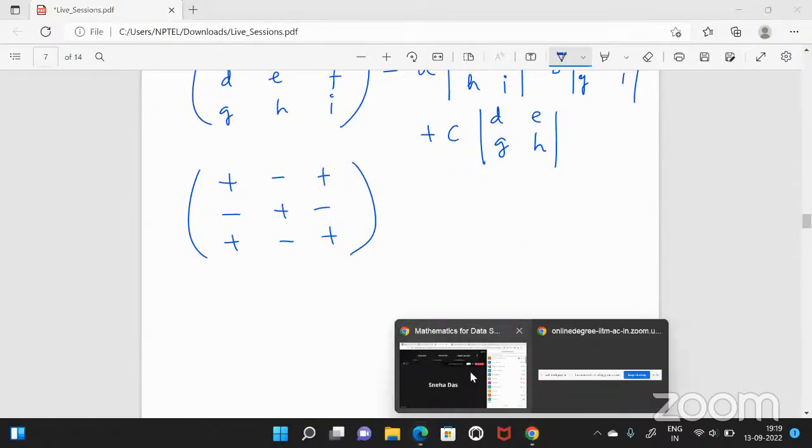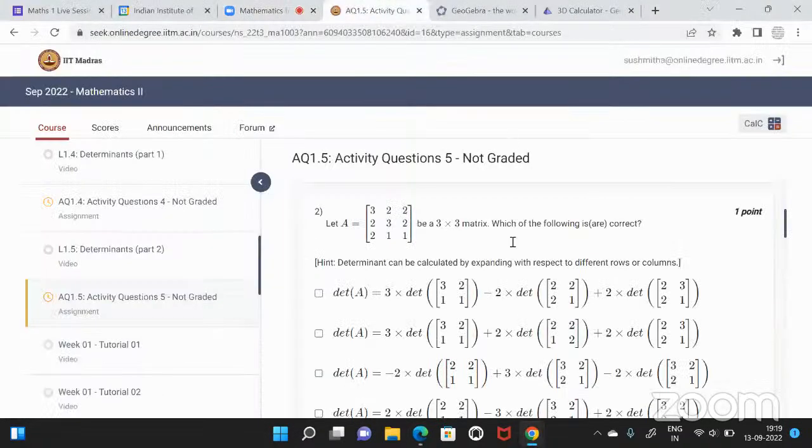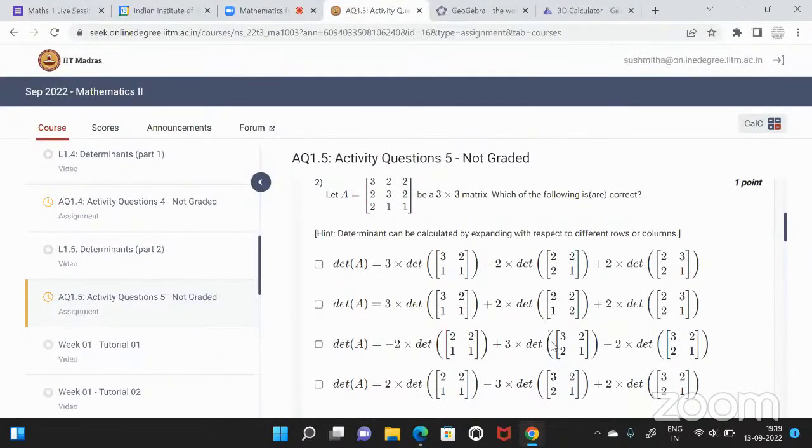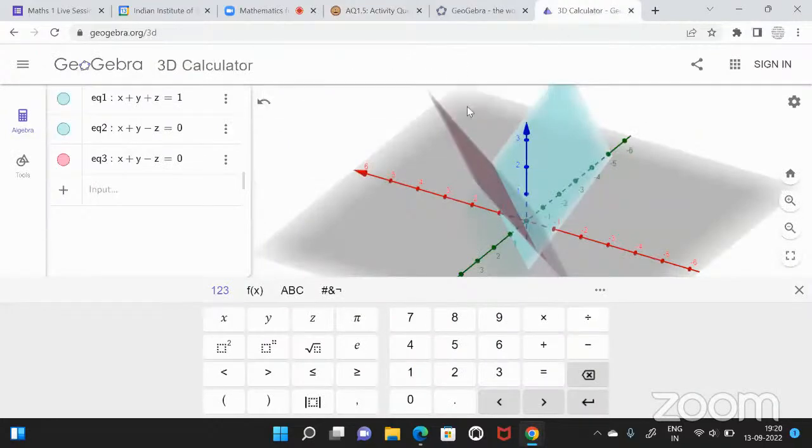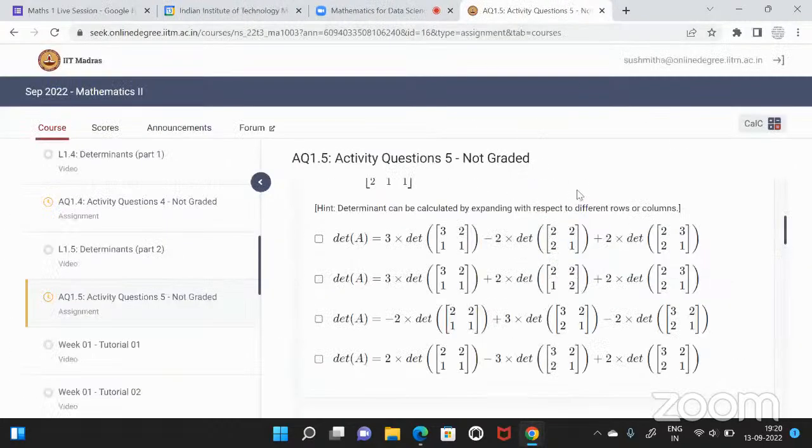Ma'am, can you explain the induction property, please? Induction property. Why? Because I'm not able to understand that. Are we using induction somewhere? No, ma'am. I think it was mentioned in the lecture also, and I'm a bit confused. Sir actually explained the minor and cofactor method of determining the determinants using the induction method.